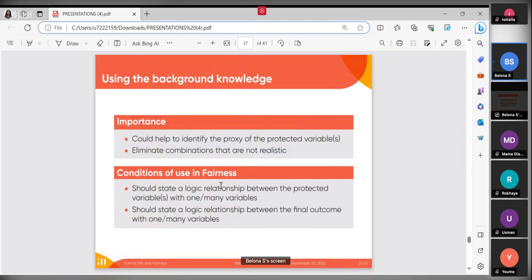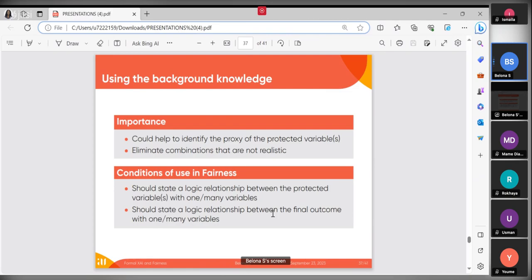Okay, how to use background knowledge to assess fairness. First of all, you should state the logic relationship between the protected variable and one or many variables, and also state a logic relationship between the final outcome and one or many variables. Of course, because if you want to use background knowledge to assess fairness, there should be a relationship between your protected variable and some variable in your background knowledge. Otherwise, that will not be helpful. And this is the big work that we have to do.